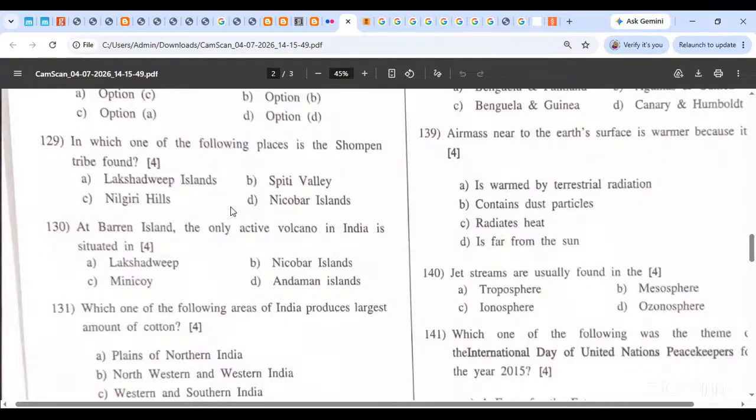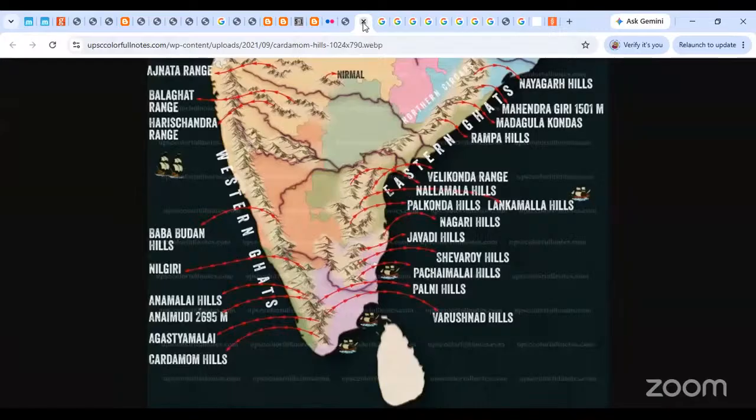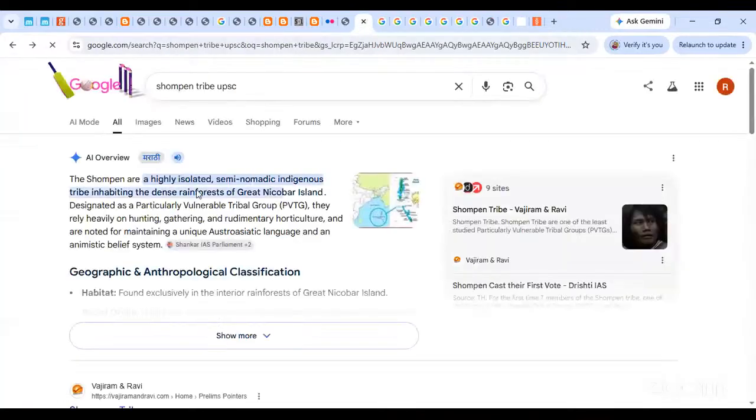Your options are Lakshadweep Islands, Spiti Valley, Nilgiri Hills, or Nicobar Islands. Now, Lakshadweep and Nicobar are both islands somewhere in the sea, whereas Spiti Valley means you're talking about Himachal, and Nilgiri Hills means you're talking about the Tamil Nadu, Karnataka, Kerala area. Shompen, the name itself tells you this tribe is famously from the Nicobar Island. I'll give you a picture for it. That should help out.